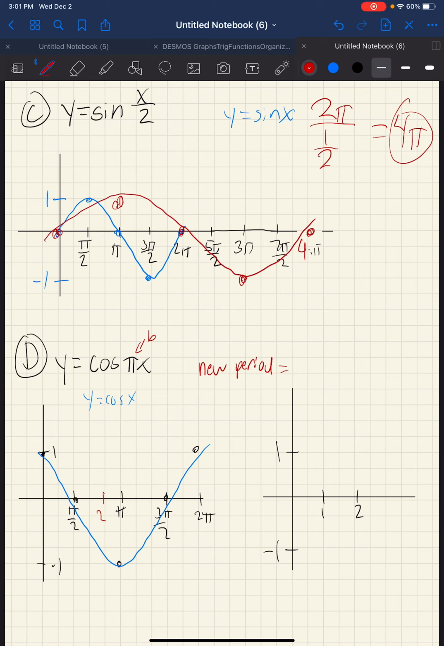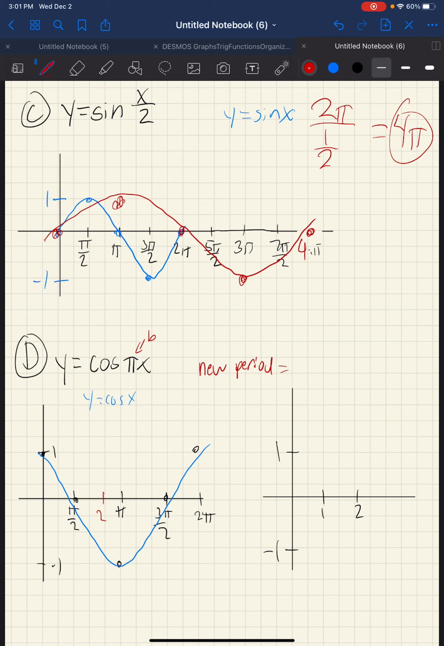If you're wondering how I did that, like I said, I'm just multiplying each of my old points by 2. So 0 times 2 is 0. Pi times 2 is 2 pi, so that's one of my new points. Pi over 2 times 2 is pi, so now that's my new point for when y is 1. And so on.